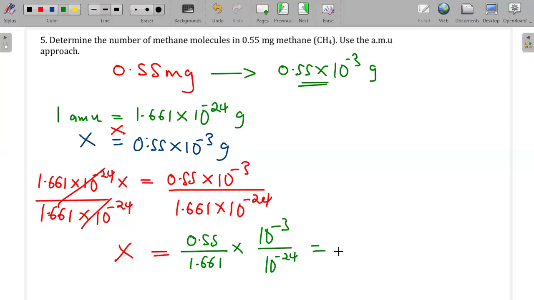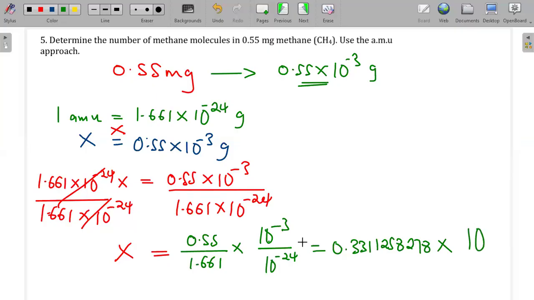Okay, so I have 0.55, divided by 1.661. So I'll get 0.33112588278, multiplied by, here I have 10 and 10.